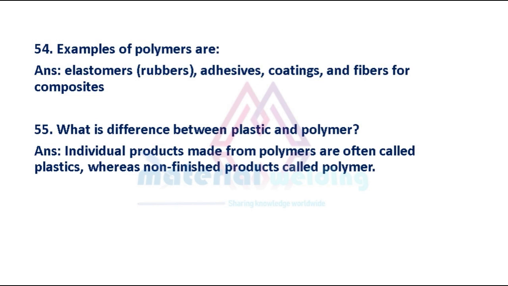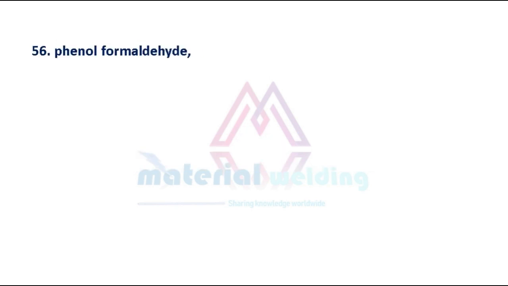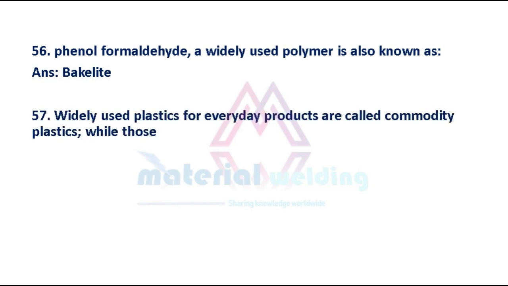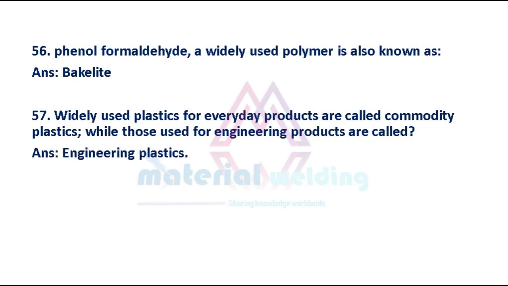Examples of polymers are rubber. Next, phenol formaldehyde, a widely used polymer, is also known as bakelite. Next, widely used plastics for everyday products are called commodity plastics, while those used for engineering products are called engineering plastics.